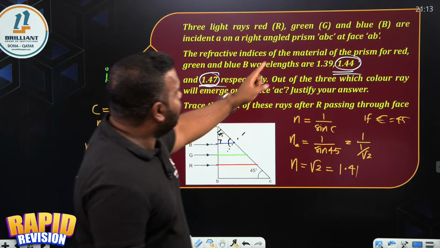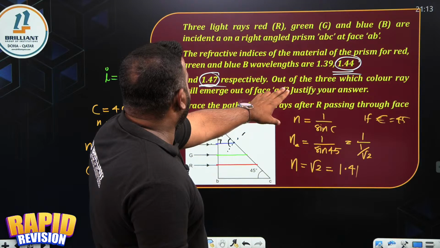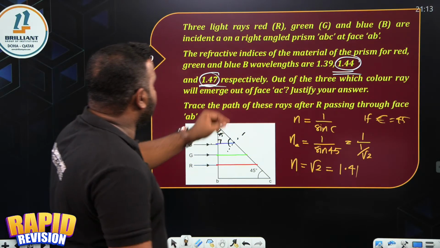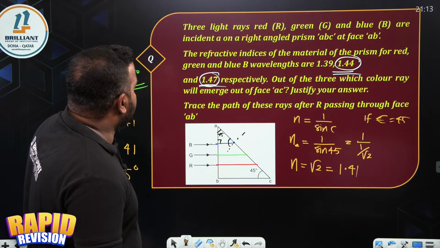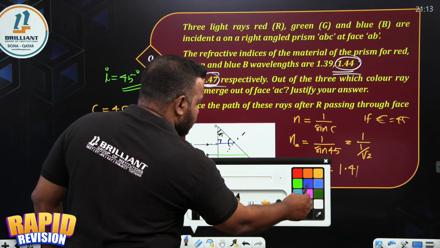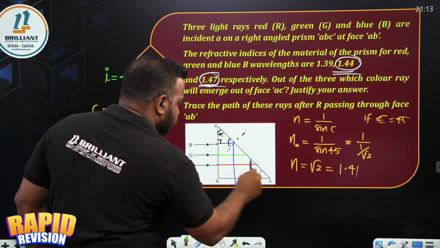Which all colors? The order is: first one is red, then green, then blue. So 1.44 is for green and 1.47 is for blue. So green and blue will undergo TIR. Yes or no? So blue will come down, green will come down.